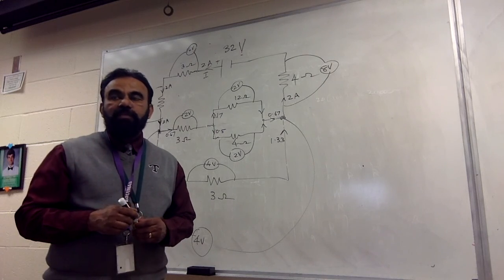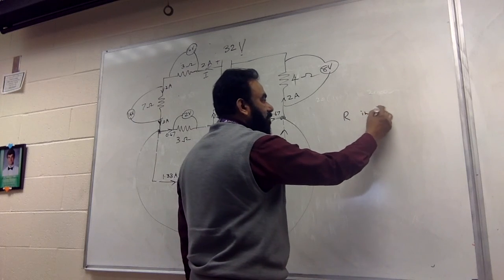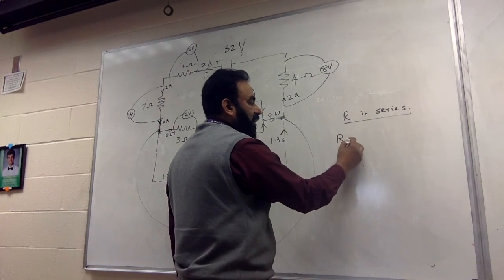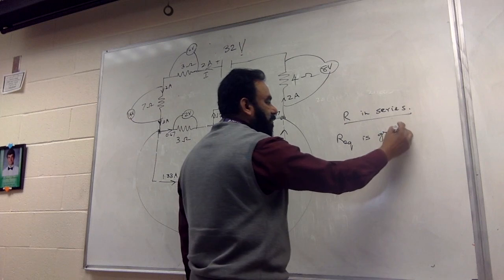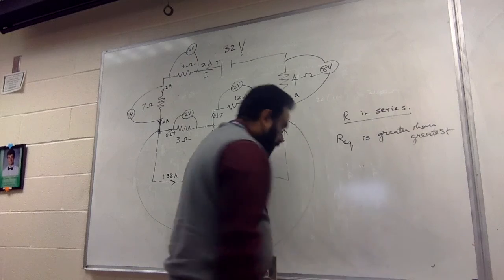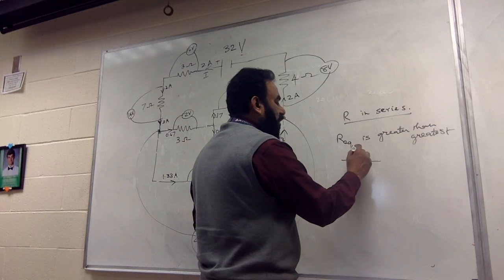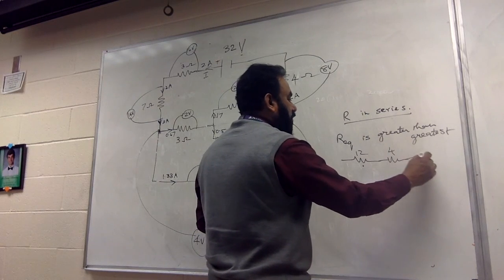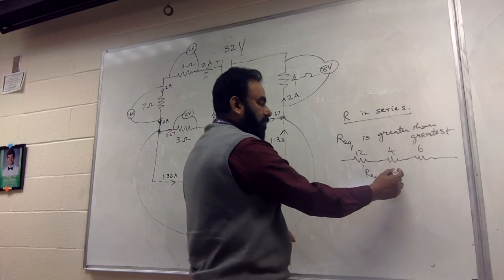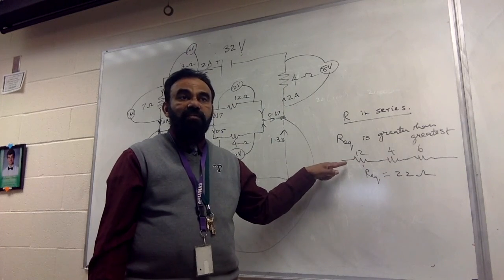You get it? Now one more point. Write this down. When resistors are connected in series, R equivalent is greater than greatest. What does it mean? If you have 12 connected to 4, connected to 6, what's the equivalent resistance? 22 ohms. Isn't 22 greater than the greatest of all these 3?